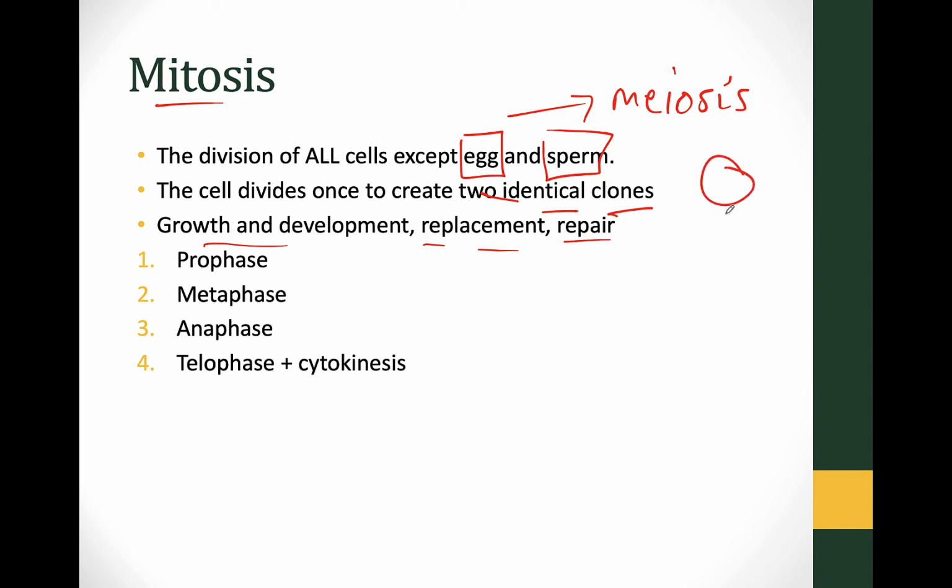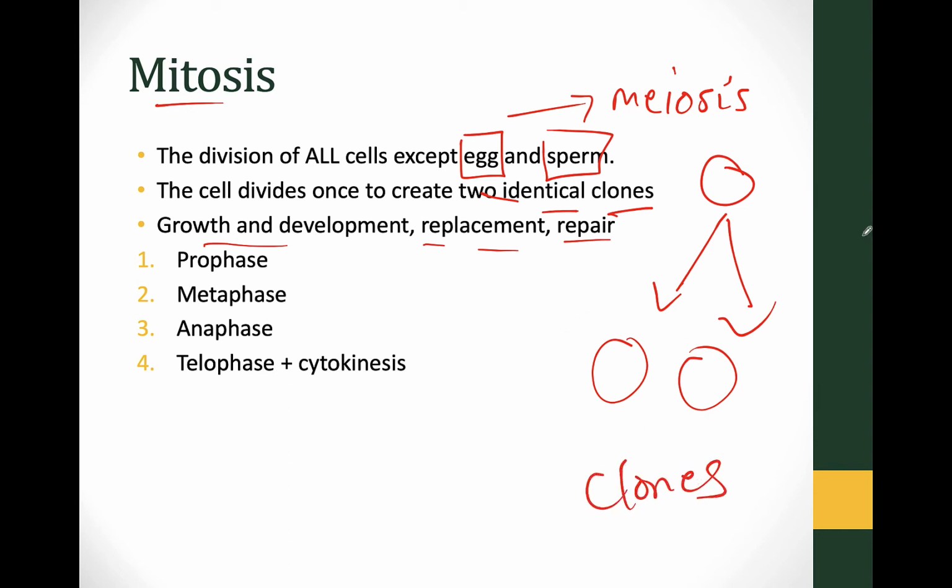So we're going to start with 1 cell, and we're going to copy it and make 2 cells, and they're going to all be clones, meaning identical. The only reason that there would be any difference is if we have a mutation error, and that's not the intent. The intent is to make them identical. So we're going to go through 4 phases of mitosis: prophase, metaphase, anaphase, and telophase.